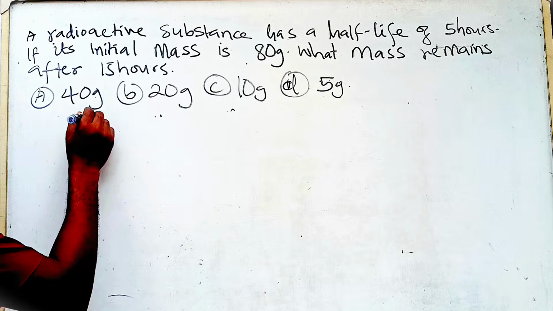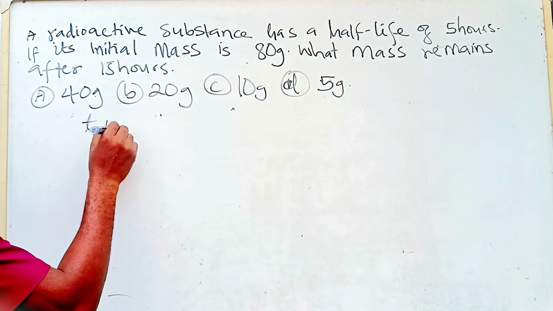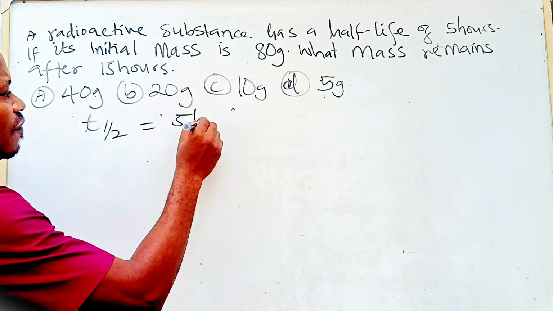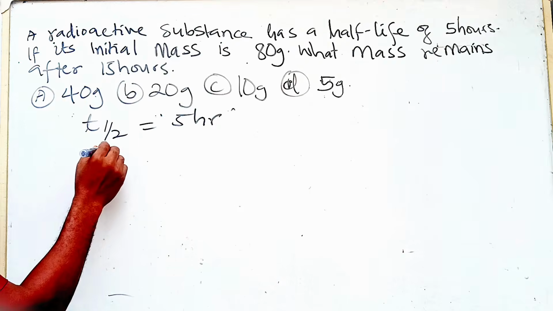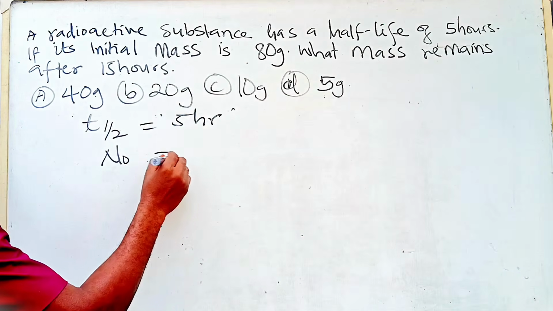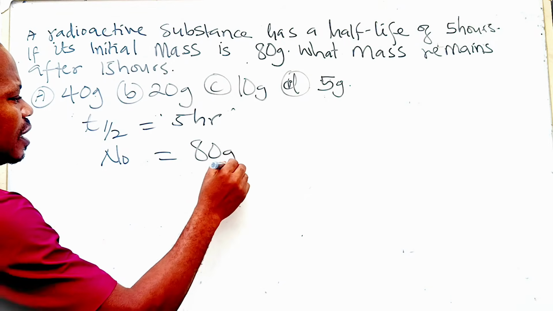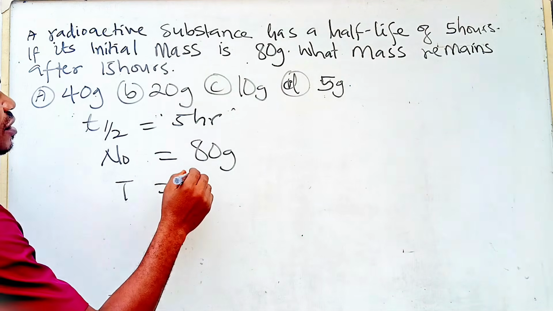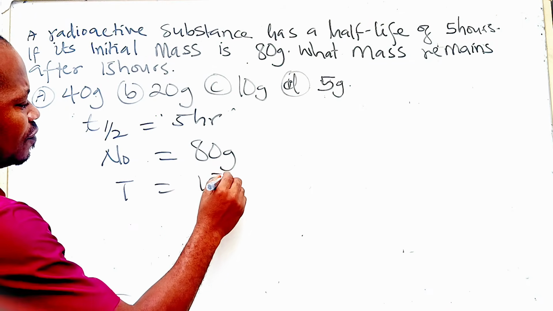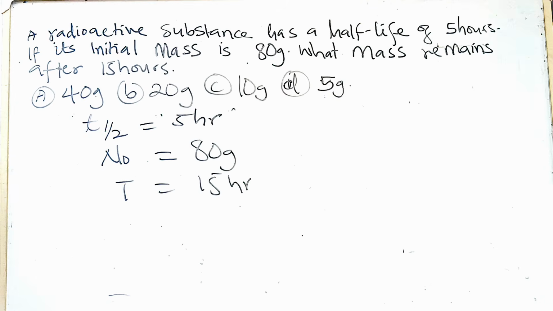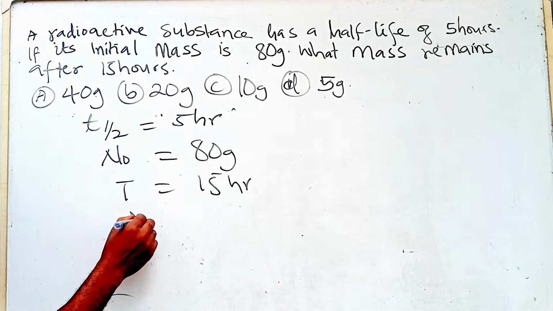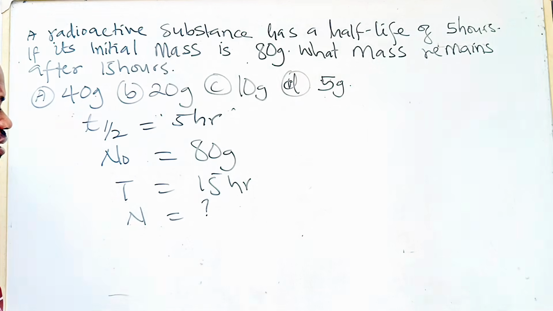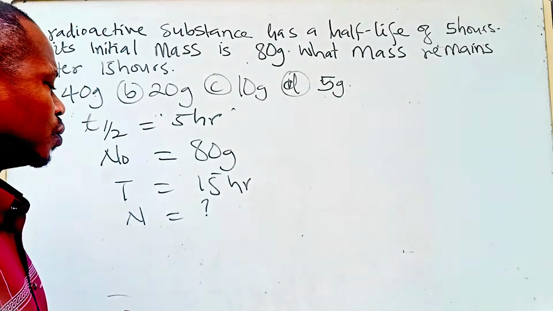Let's collect the data. First, they say the half-life, which I will call T-half, is 5 hours. Initial mass, which I will call N0, is given to be 80 grams. Then time is given to be 15 hours. Now, we are asked to calculate the remaining mass. We are going to solve this using two methods.